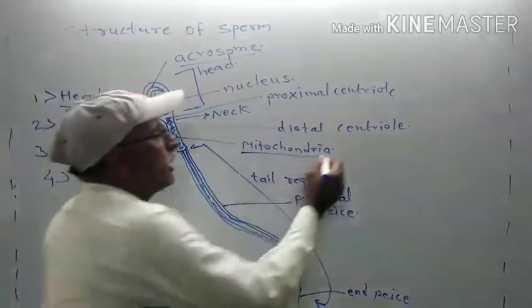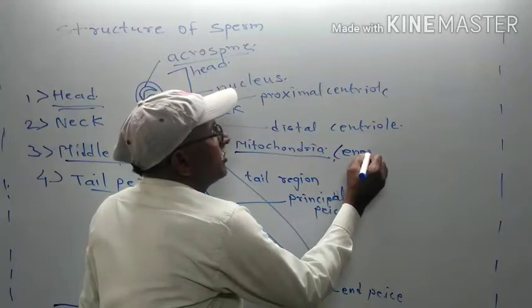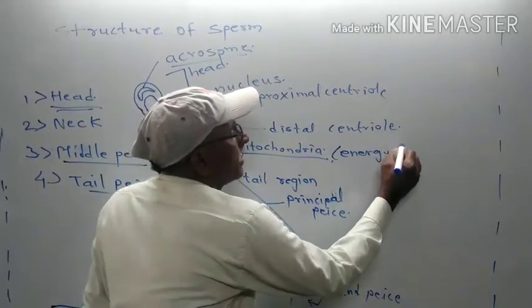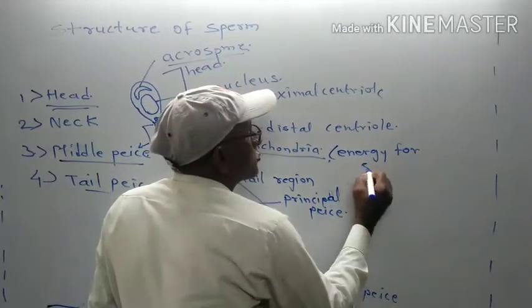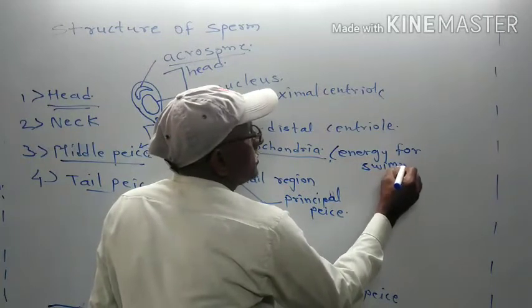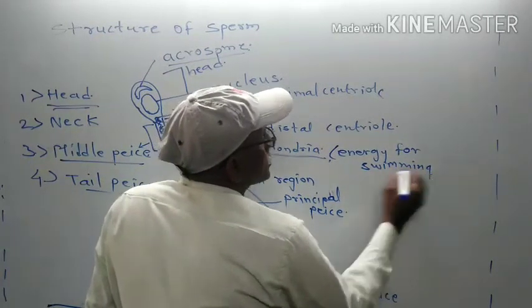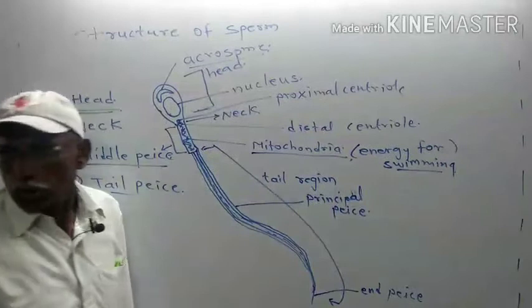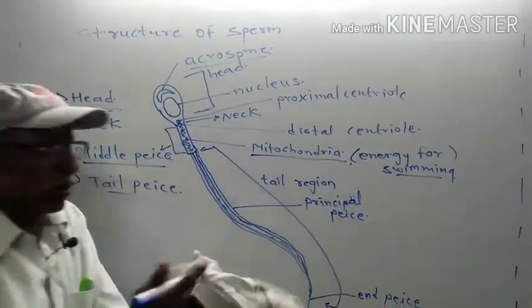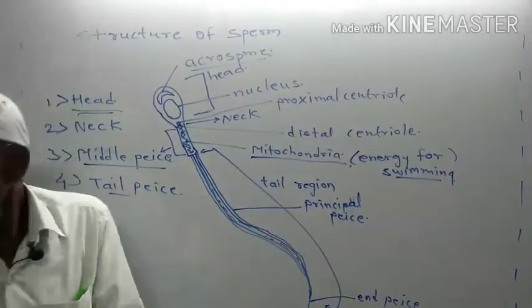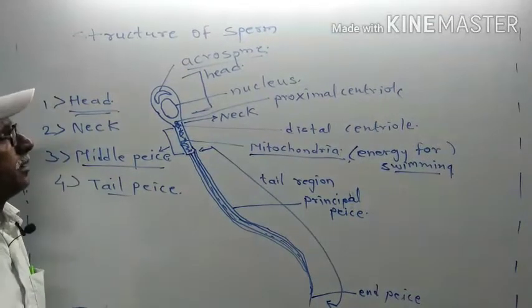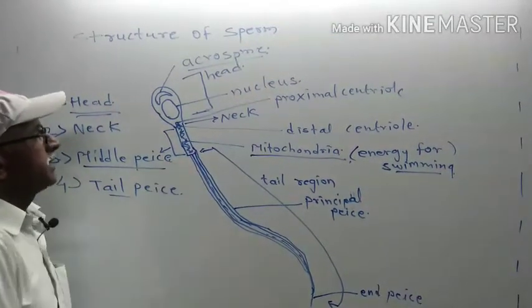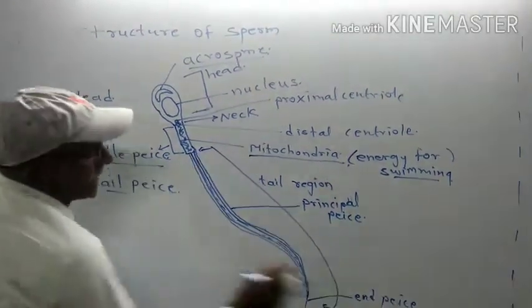It provides energy for swimming. So mitochondria also play an important role. Then the next structure, that is the tail region.